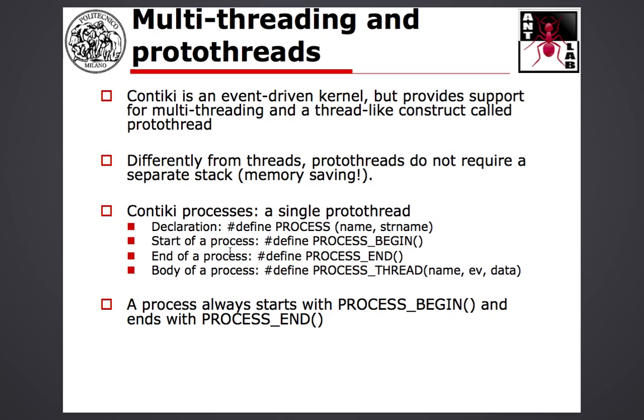Now, there are some macros that you have to use in Contiki in order to declare these proto-threads, which basically are the atoms of your application. You define a proto-thread like this, with define process, and you define a local name for a variable, and a name in form of a string that can then be printed. Then you have to declare the start of a process and the end of a process, and this defines the scope of the process. All the code inside these two macros, process begin and process end, defines the logic of your thread. So between begin and end, you have the process thread which contains all the logic.